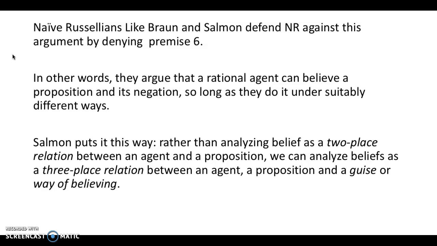So another way Salmon puts it is this: we can explain how a rational person can believe a proposition and its negation at the same time. But in order to do this, we need to give an analysis of belief not merely as a two-place relation between an agent and a proposition, but instead as a three-place relation between an agent, a proposition, and what Salmon calls a propositional guise, or what Brown calls a way of believing or taking a proposition, where guises or ways of believing a proposition are the things that are going to account for differences in cognitive significance.